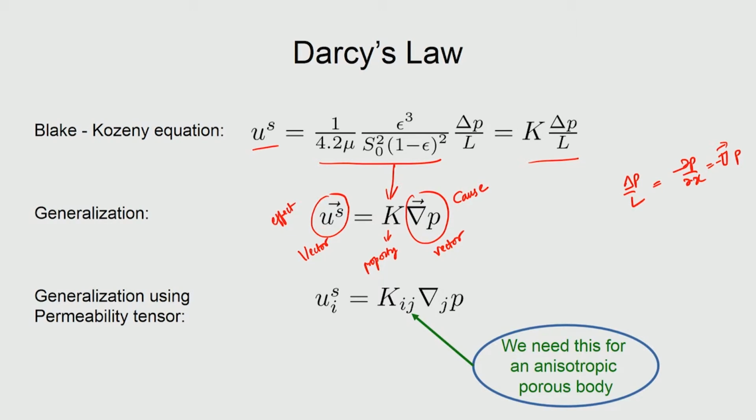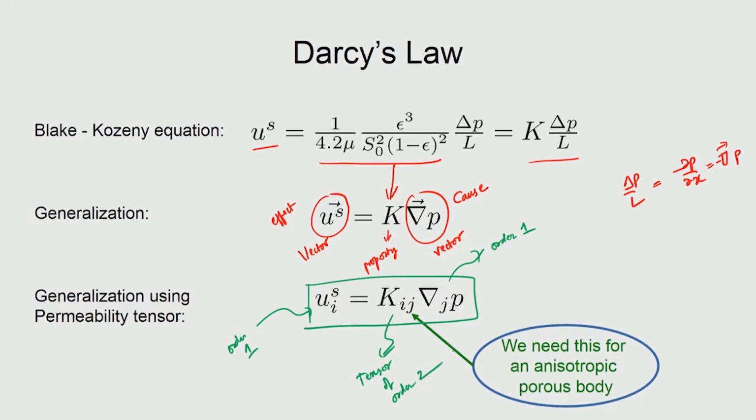So, we then basically go ahead and write that expression. So, this is a tensor of order 1 and this is a tensor of order 1. So, therefore, this must be a tensor of order 2. That is why we refer to the permeability as a permeability tensor. Okay. So, permeability tensor is a very generalized concept.